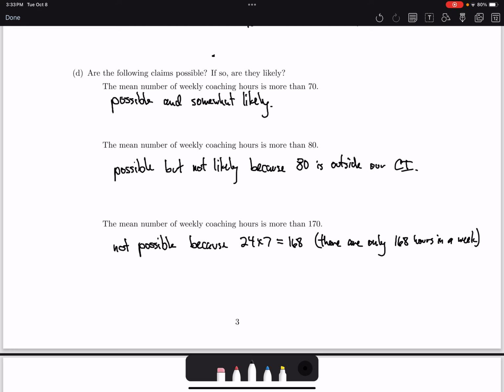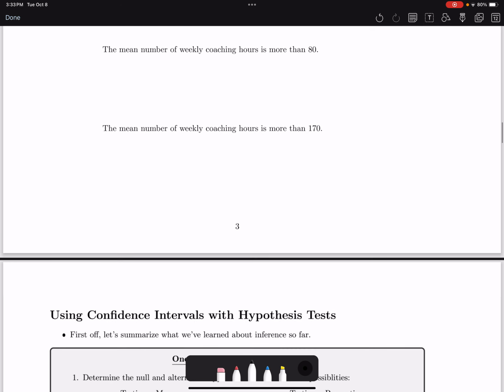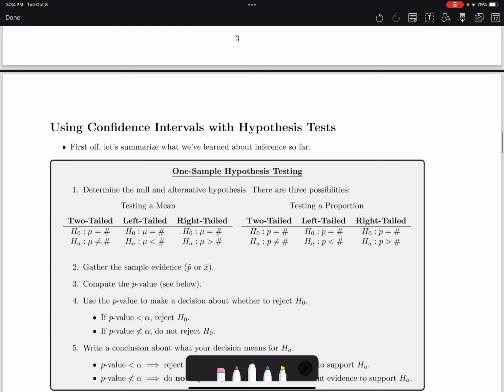So it's not possible that the weekly number of coaching hours is more than 170, because there are only 168 hours to work with to begin with, right? Okay. So that's how confidence intervals work.